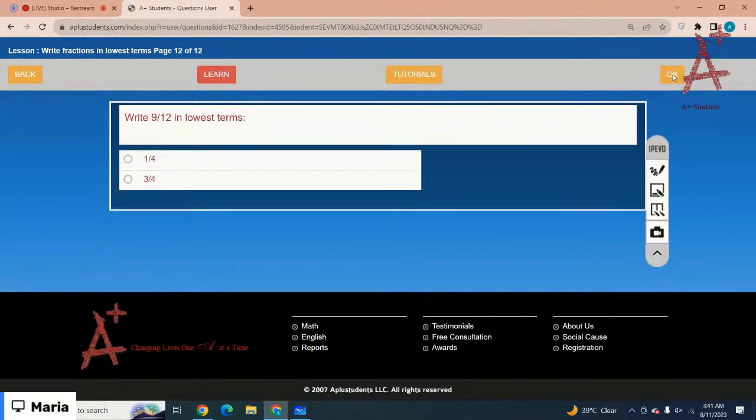Okay, write the lowest form. Write 9 by 12 in lowest terms. So which is the correct option? Which is the common number that can divide both numerator and denominator? 9 over 12. You can divide them by 3. The largest number that can divide both 9 by 12 is 3. So which is the correct option?